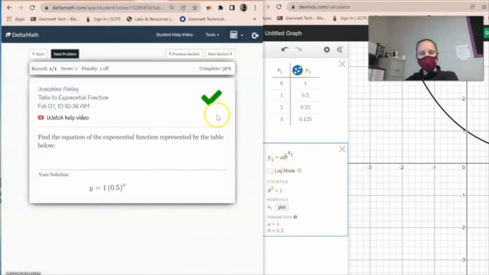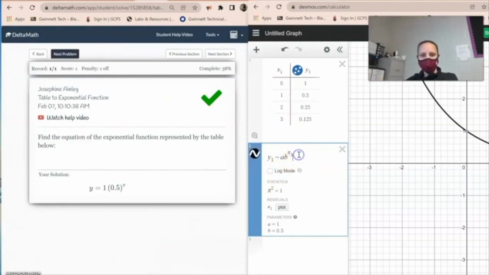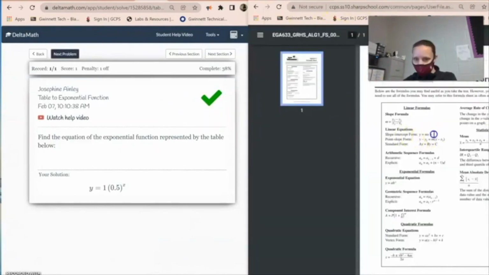And while I'm on this, for any table you can go to the exponential or you can go to linear. For linear, you'd use this equation and it will give you m and b. Or you can go to quadratic and put this equation in right here, and it will give you a, b, and c. So it's the same process for every single table.